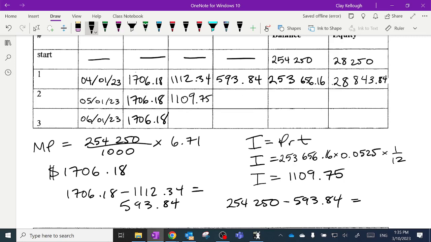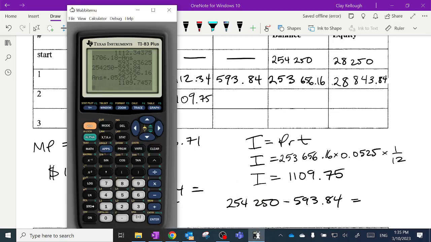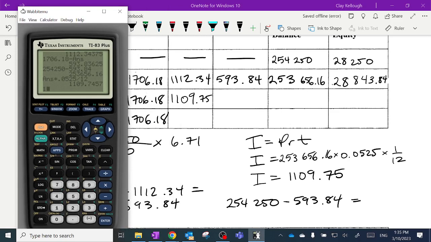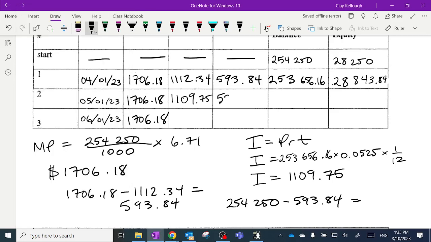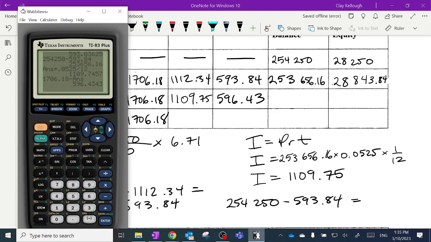And this column should go up. So again, where does this number come from? That minus that. So 1706.18 minus my last answer, 596.43. Again, take a look, it went up almost $3. And my new balance, now did I round that right? Yep, 43. And my new balance will be this number minus that number.